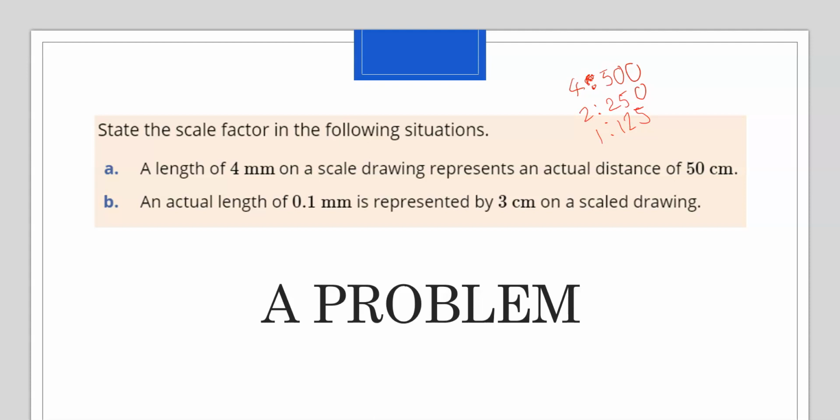All right, we've got an actual length of 0.1 millimeters to 3 centimeters. Okay, we can't have the 0.1 millimeters. Yes, we can for a minute. Let's go 0.1 to 300. We're in the same units now. However, we need to make this 1 millimeter, so we've got to multiply that by 10 to get 1 millimeter, which means we multiply this by 10 to get 3,000. They've got to be in the same units, and you want to try and get your first value, your drawing value, to the 1.